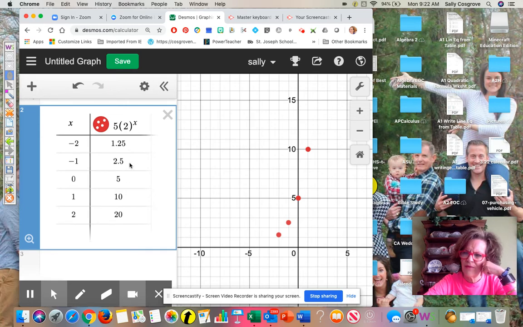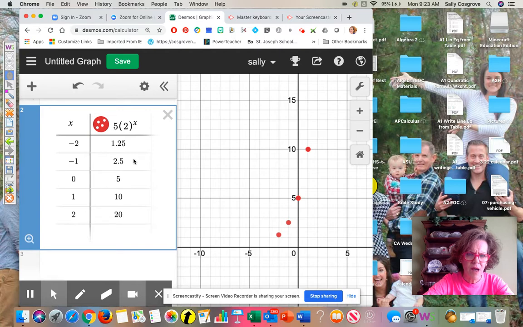1.25, 2.5, 2.5 to 5, 5 to 10, 10 to 20. How is that growing, y'all? Because look, the x values are changing by 1. Plus 1, plus 1, plus 1, plus 1. But look at over here at the y values.